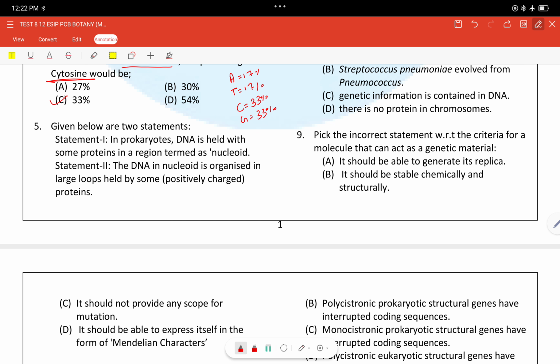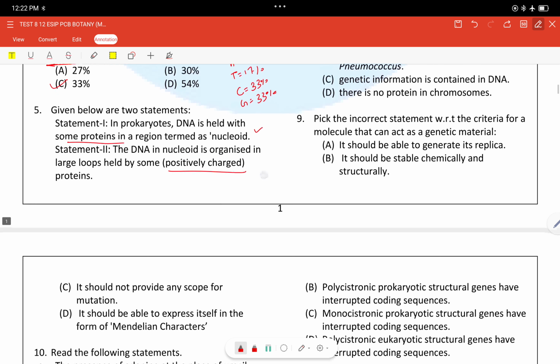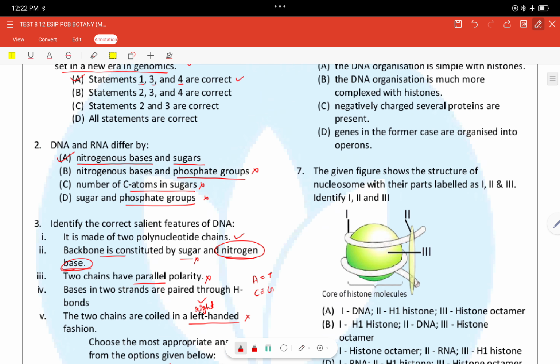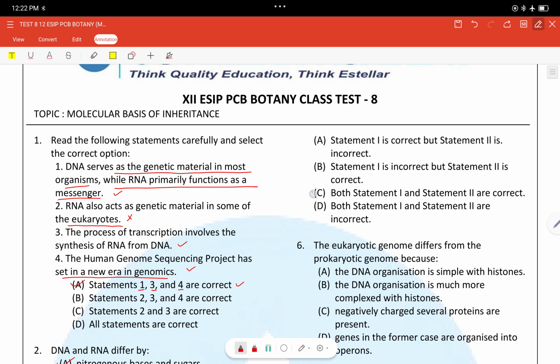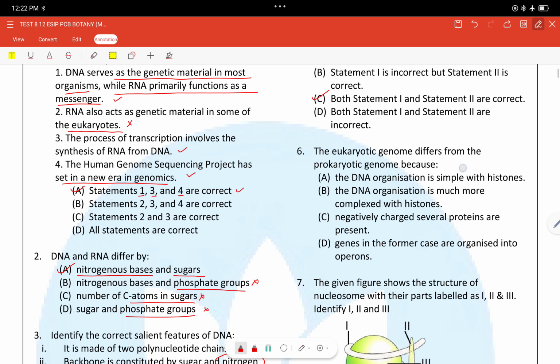Next question, statement 1. In prokaryotes, DNA is held with some proteins in a region called nucleoid. This is correct. If we consider DNA packaging, then in prokaryotes, DNA is packaged with the help of some proteins, and these proteins are positively charged, but these are not histone proteins. So the first statement is correct. The DNA in nucleoid is organized in large loops by some proteins, and these proteins are positively charged proteins. So both the statements are correct. Answer will be C. Both statements 1 and 2 are correct.